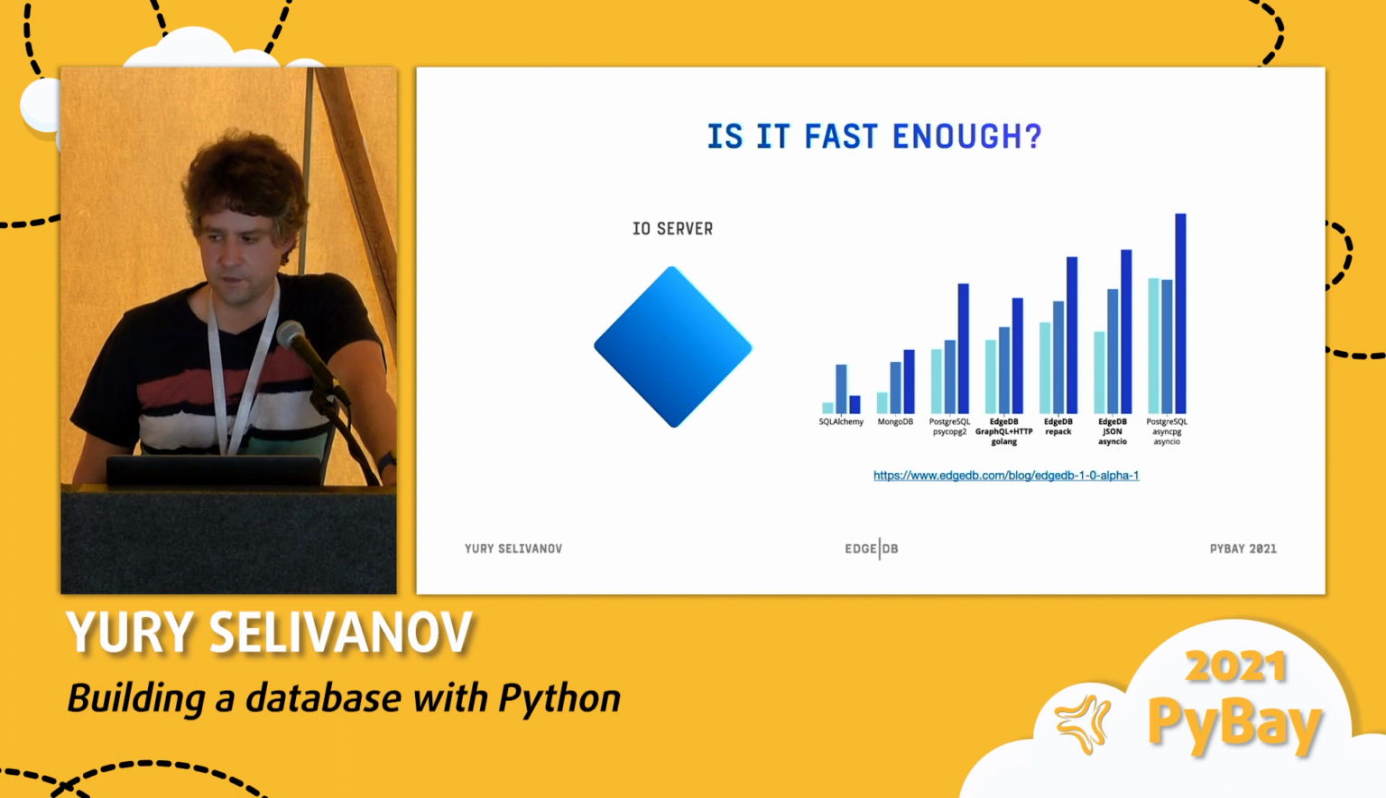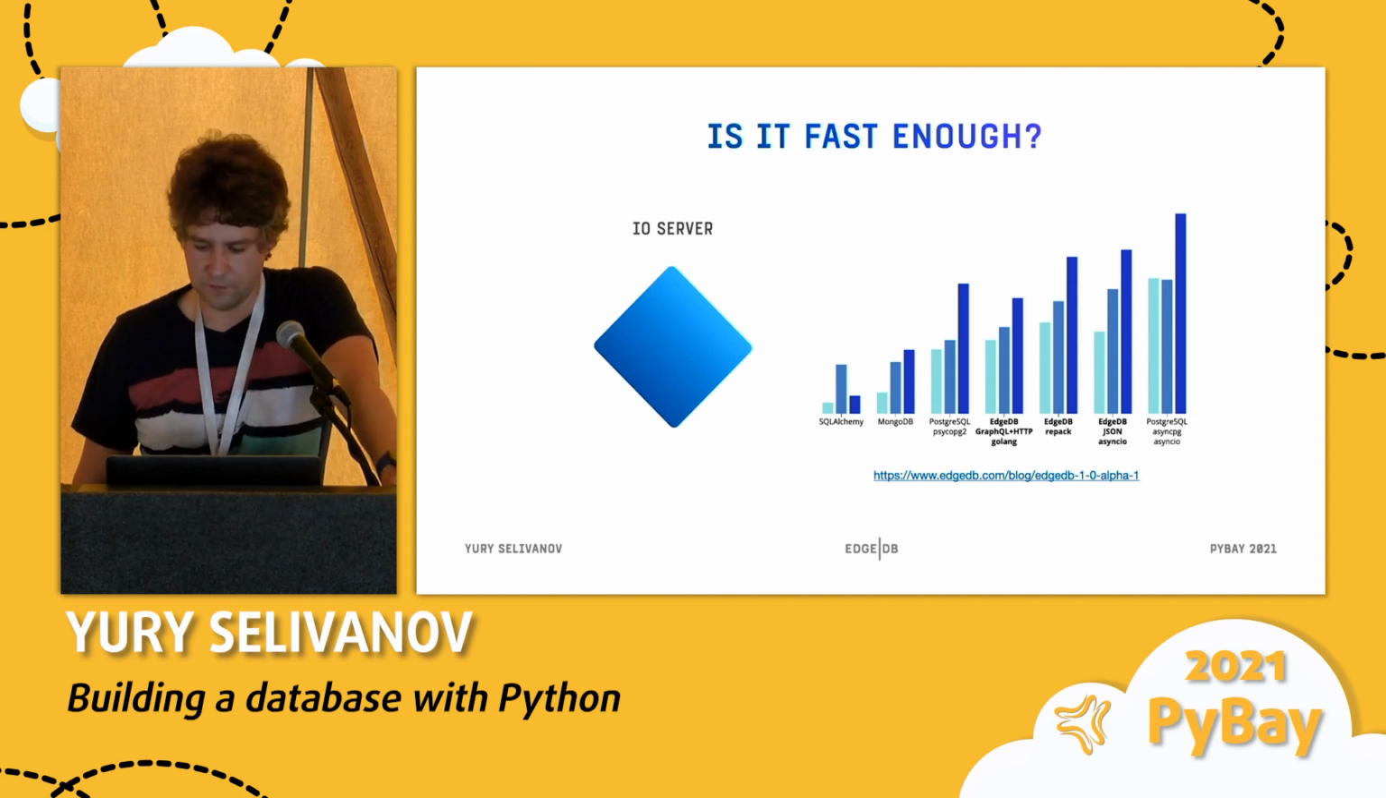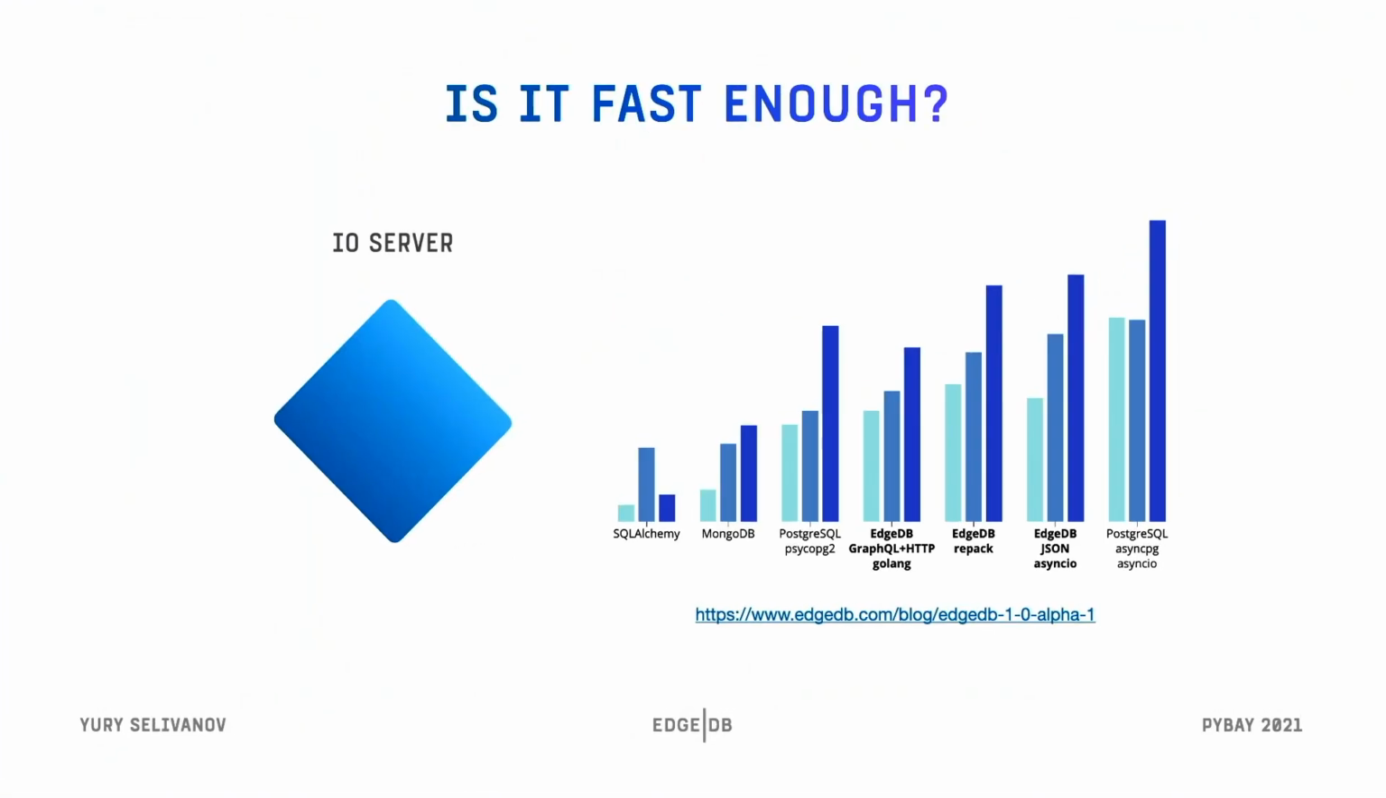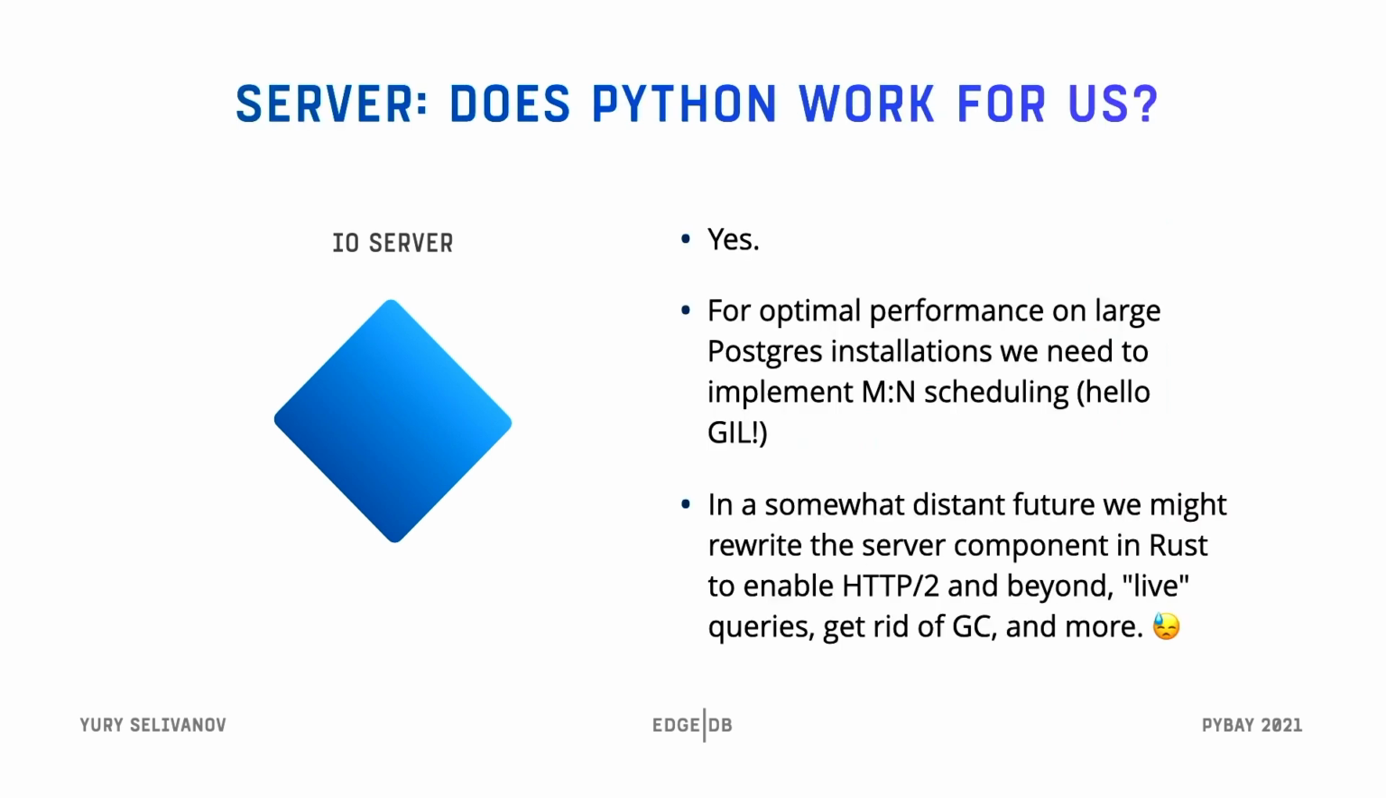So for Python libraries and ORMs, HDB can be anywhere from 2 to 4 to 5 times faster. For some popular JavaScript ORMs, we are faster than them by a factor of 1,000, which is just mind-boggling. So clearly, HDB I/O is good enough, and Python allowed us to get there. So does Python actually work for us for the server I/O component of the system? Well, yes, it does.